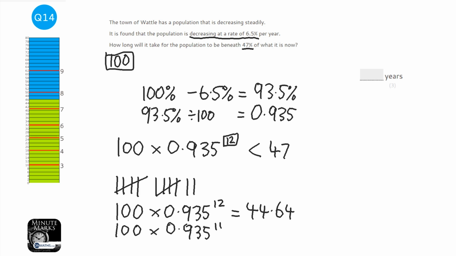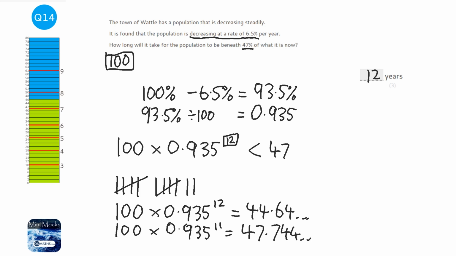So I'm going to do to the power of 11, and what I can do is just scroll through my working out on the calculator and change the 12 to 11 and press equal, and that's 47.744, blah blah blah. Okay, and each of these are rounded. So it's going to take 12 years because 11 years gets us close but not quite over the line. It's the 12th year that it dips below 47%.